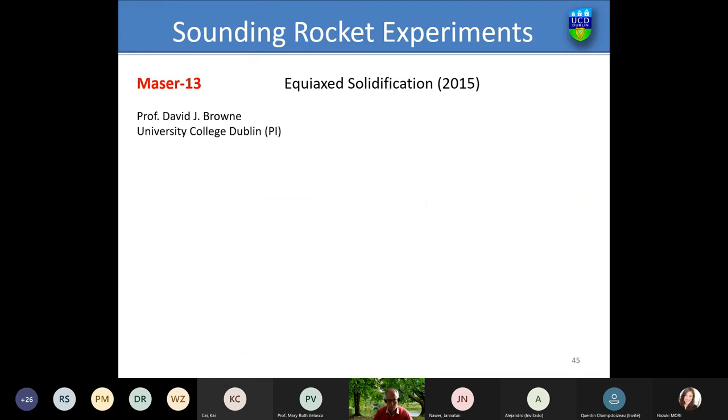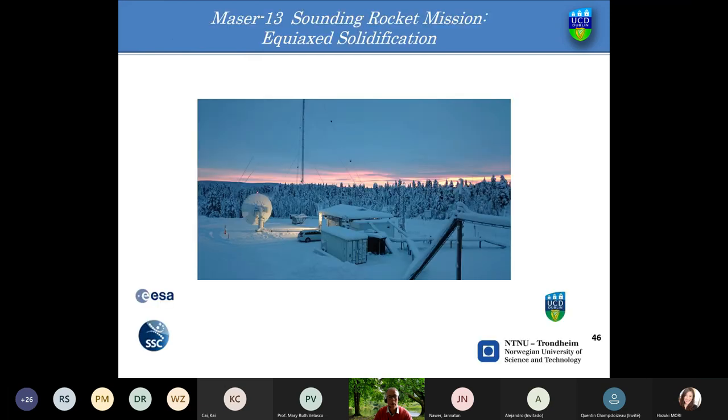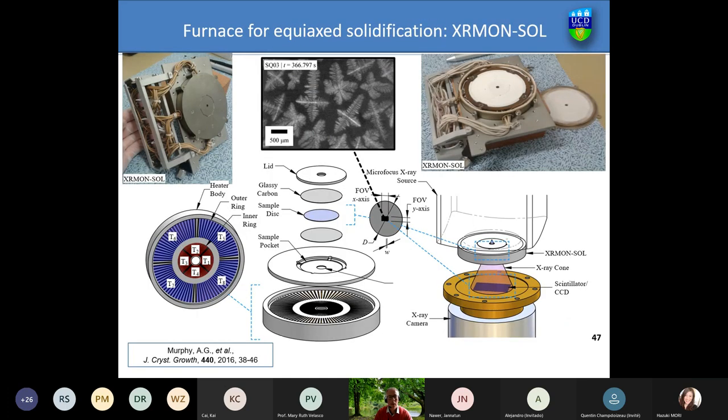Maser 13 then is one in which I was centrally involved, in that this was led by University College Dublin, and we were focusing on equiaxed solidification. It was done in November, December in Esrange, north of the Arctic Circle. So this is just a photo taken around midday. Somewhat different furnace called Exermon Sol. It was specially designed for this experiment.